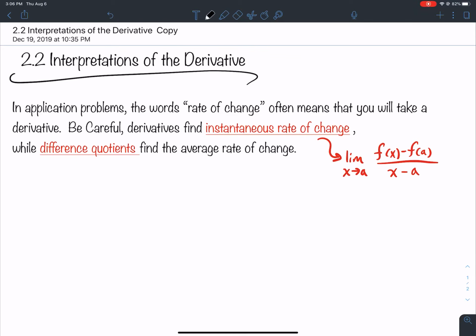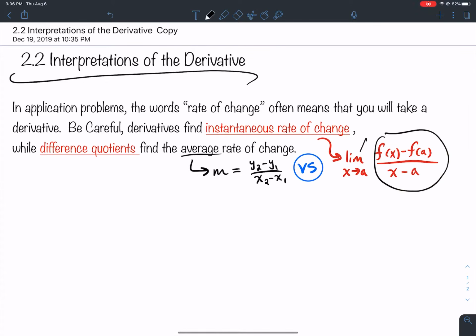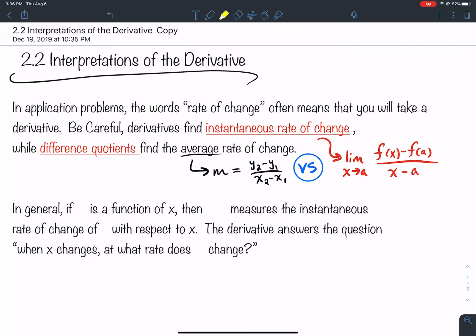But there's also the difference quotient, which finds the average rate of change, which is simply this piece without the limit: y2 minus y1 over x2 minus x1. So two different things there, and you've got to be careful. Are they asking you for the average rate of change, or the instantaneous rate of change? Instantaneous rate of change is the derivative, and the average rate of change is the difference quotient, the slope.